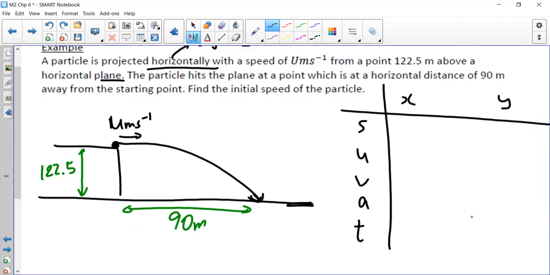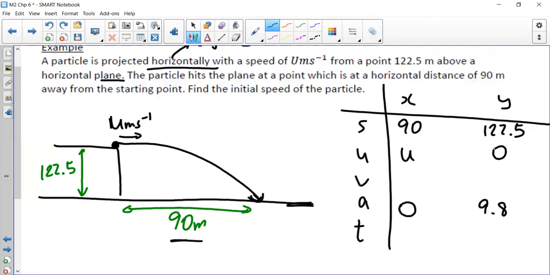So the first thing we'll do is ax being 0, ay is 9.8. I've told you that many times. Many times means 2 times, because I've gone through 2 examples. Next, this distance, that's horizontal distance 90, can be put in here, and sy is 122.5 there. ux is u, uy is 0. So that's a complete table.